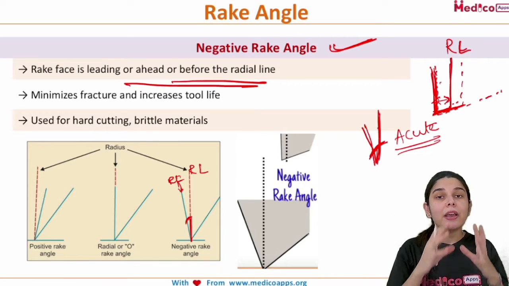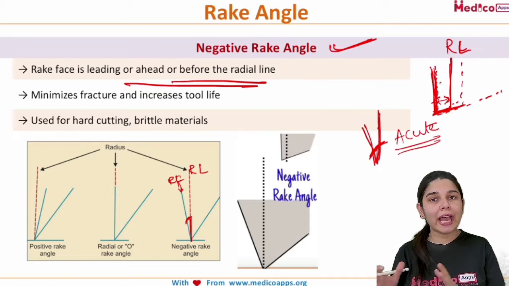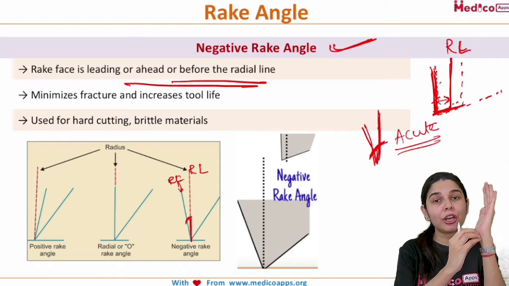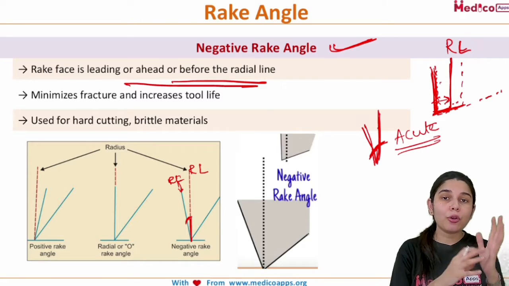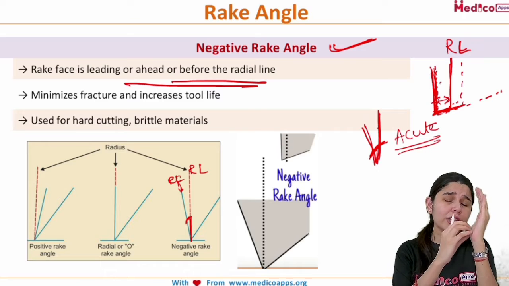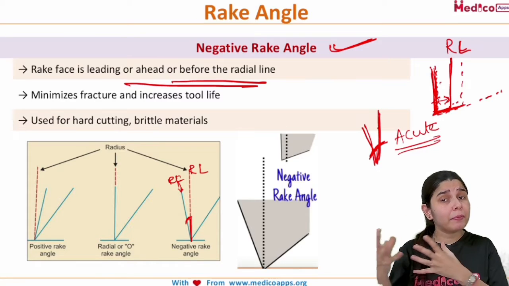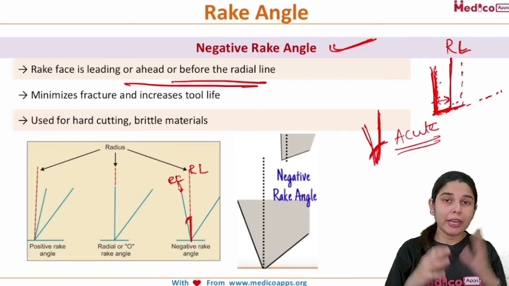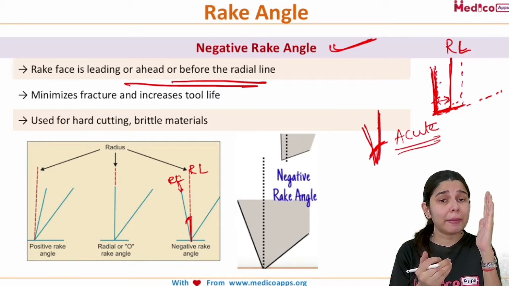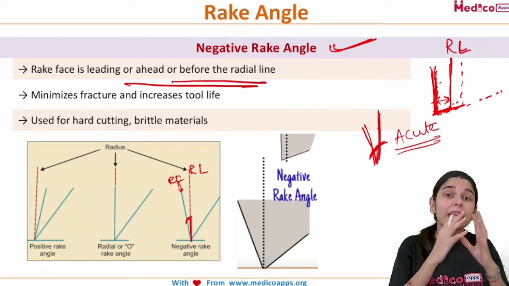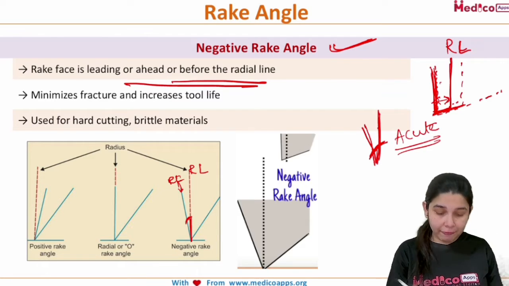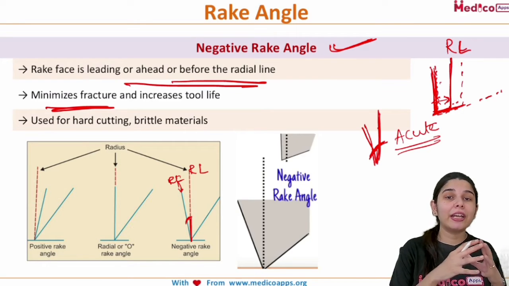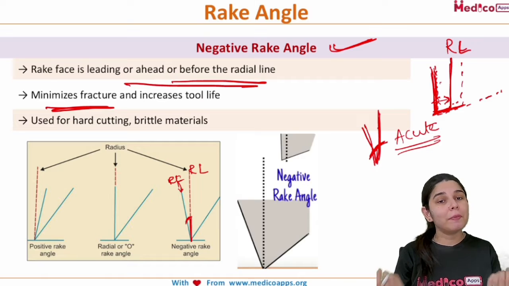So that means an instrument with a negative rake angle just has the tendency to scrape off that particular tooth surface. So if an instrument is just scraping off, will it be at risk of fracturing the particular instrument? Definitely not. It is not cutting, it is just scraping off. So that means there is minimum risk of fracture of that particular instrument, and definitely it is going to increase the tool life or the bur life.